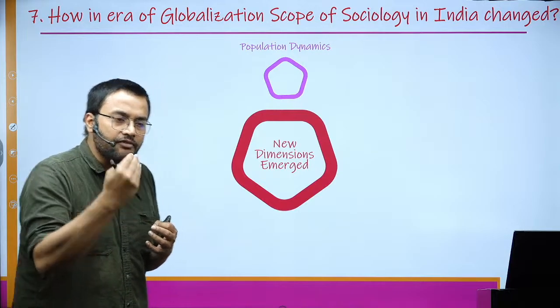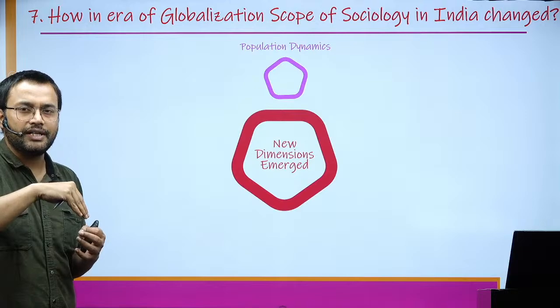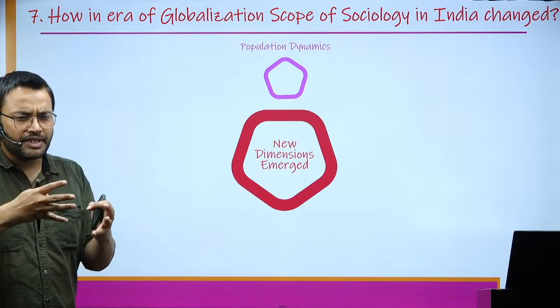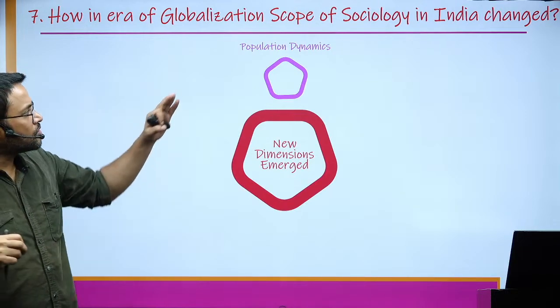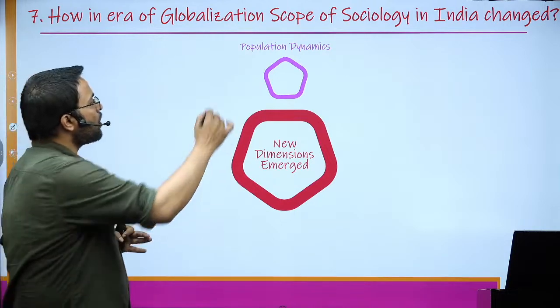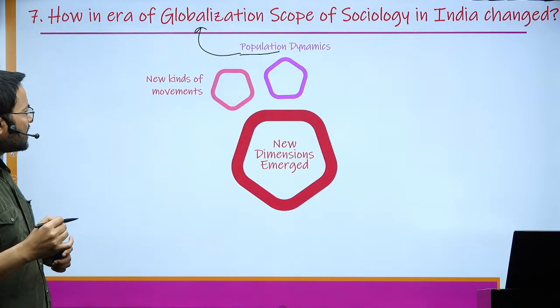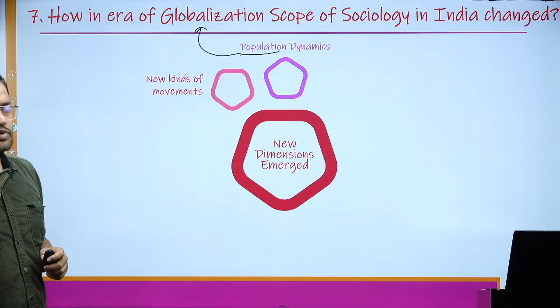So what is the reason for conflict? How is the social interaction pattern changing? How is it affecting the society? Is it leading to chaos, or is a completely new culture emerging? This is what comes under the domain of sociology. Okay, and this population change because of migration is happening because of globalization. Then new kinds of movements are also emerging.